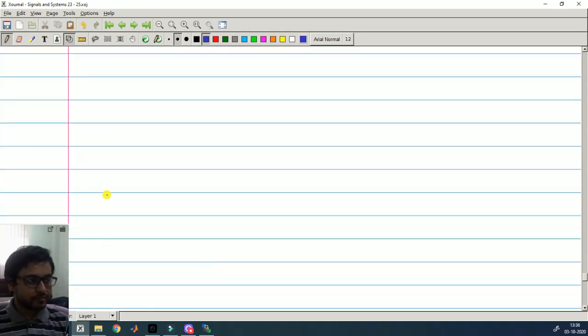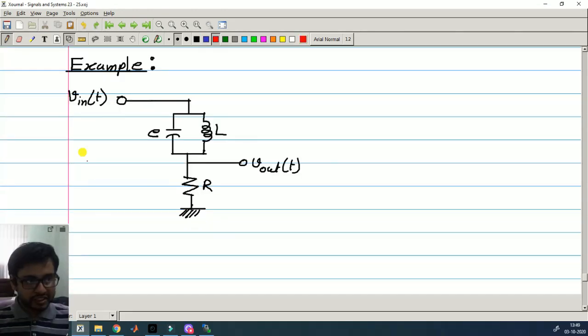Next example, consider this circuit. We have an LC parallel combination in series with a resistance R. This end is grounded, that is the reference point. Input voltage is applied here, output voltage is measured from this terminal. Task is the same: find the transfer function of this system, plot the frequency response, and find out what kind of a filter this is.